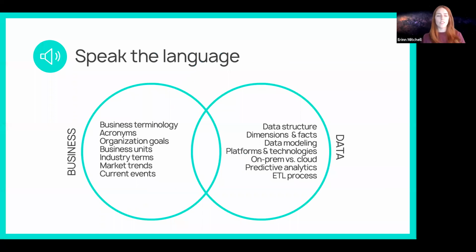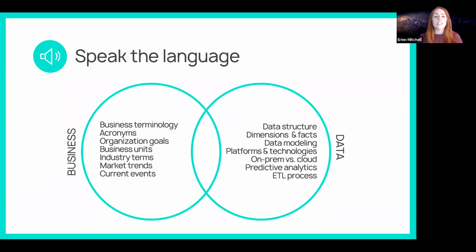So that first pillar, let's dive into it a little bit more. Speaking the language. Here's that Venn diagram again, and I've included on the left side, business, on the right side, data. So we've got terminology, acronyms, organizational goals, industry terms, market trends, and current events. So all these things are extremely important to be able to understand the business, speak that business language, be able to know what they want and what will resonate with the users of the data.